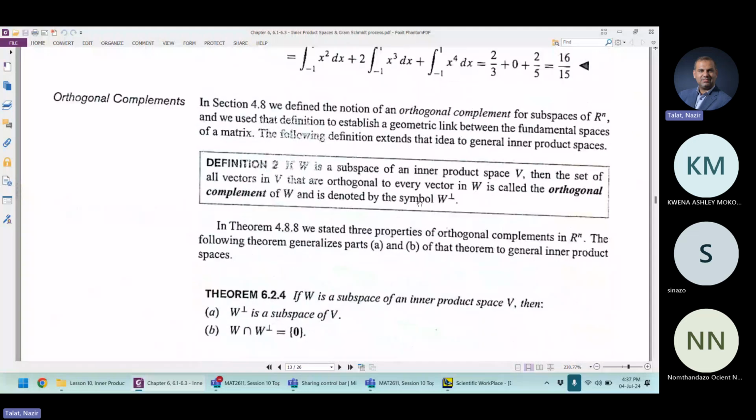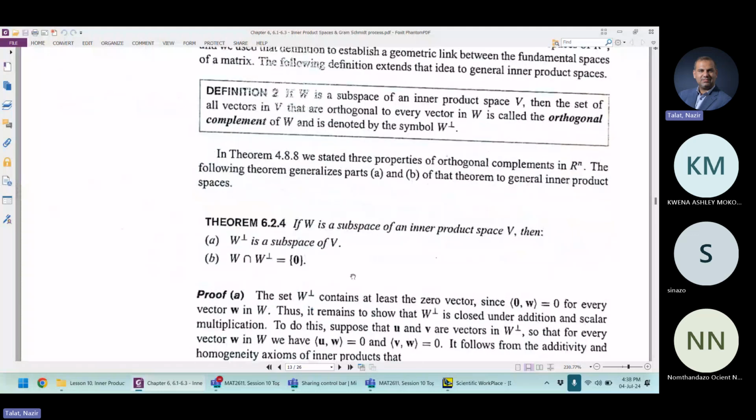Now, if V is a subspace of an inner product space, then the set of all vectors that are orthogonal to every vector of W is called the orthogonal complement of W, and it is denoted with this sign. This means it contains all the orthogonal vectors of that. So remember that the space of all orthogonal vectors is a subspace of V.